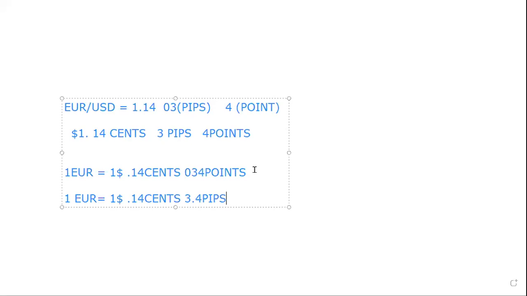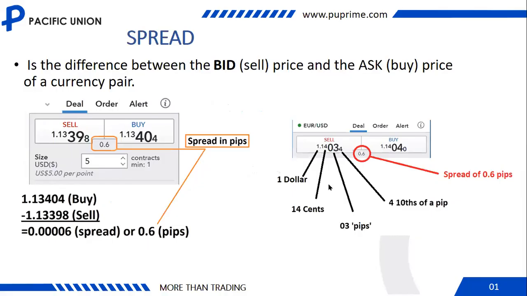We are going to talk about the pips in the next slide, but I hope you all understand this very well. So let's go back to our slide to continue. The value of €1 is 1.14034 in US dollars. Whatever you're trading, in currency or commodities, the value of the base is the amount you're seeing as the price in the quote. So let's go to the next slide.